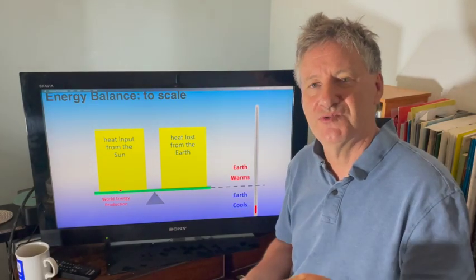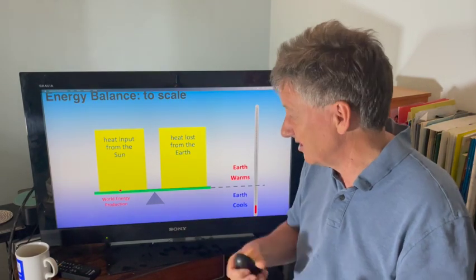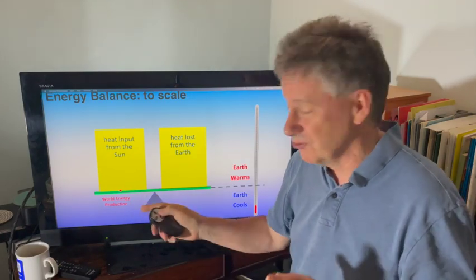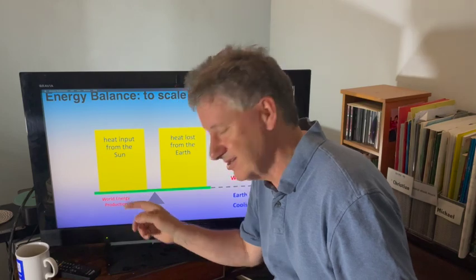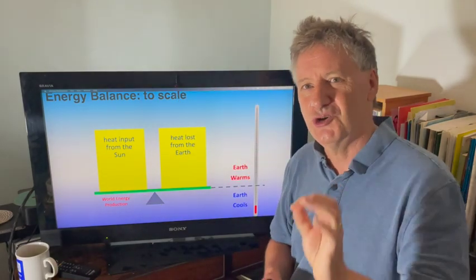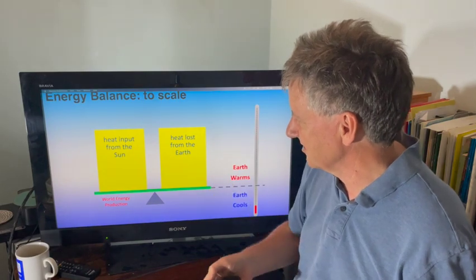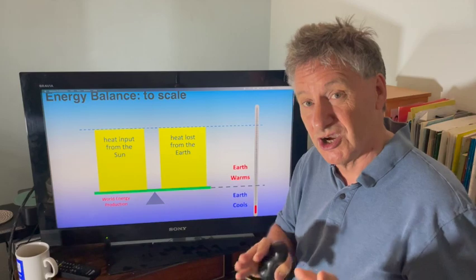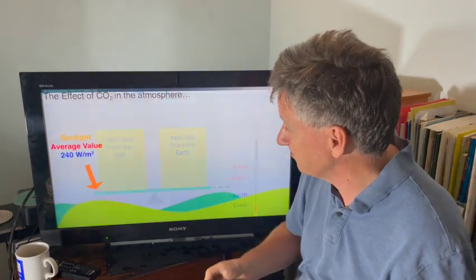It amounts to just over 1/10,000th part of the heat input from the sun and the heat that's radiated every year. And in fact, to be honest, I've drawn it a bit too big, so let's just draw that to scale. So there it is, that's drawn to scale. That's human energy use compared with these two balances. And so the problem with the carbon dioxide, as we'll see, is it's going to affect this heat loss from the Earth.